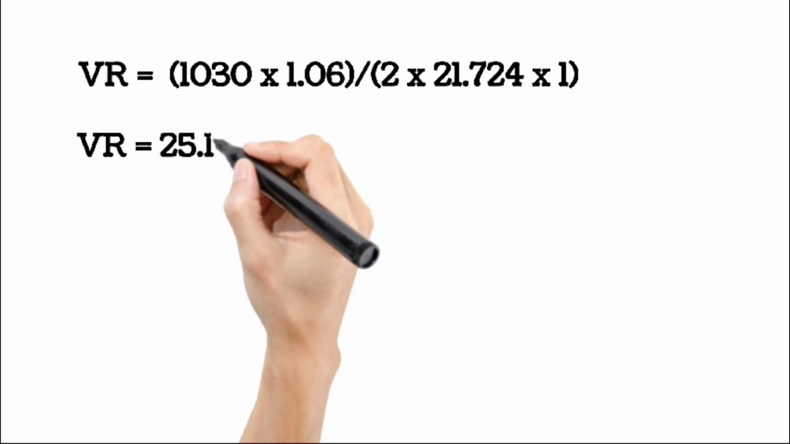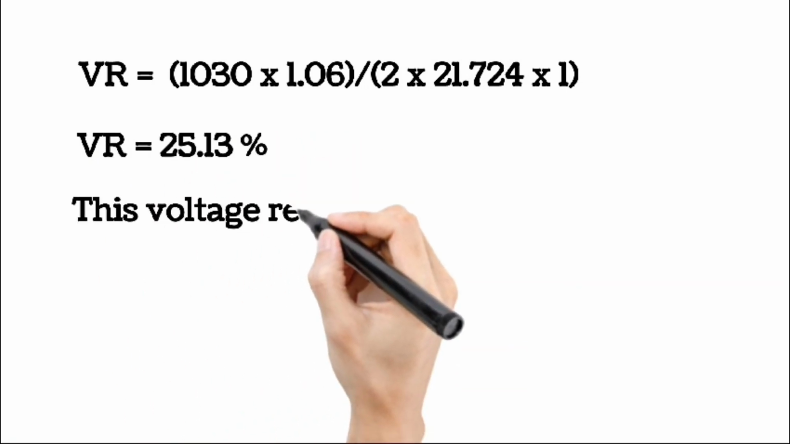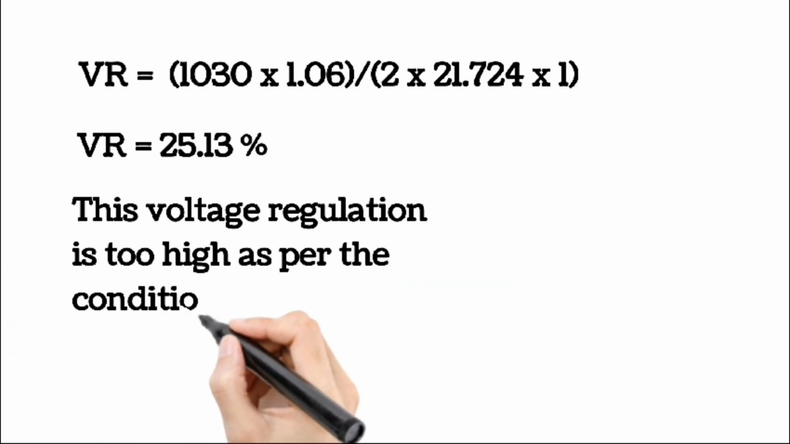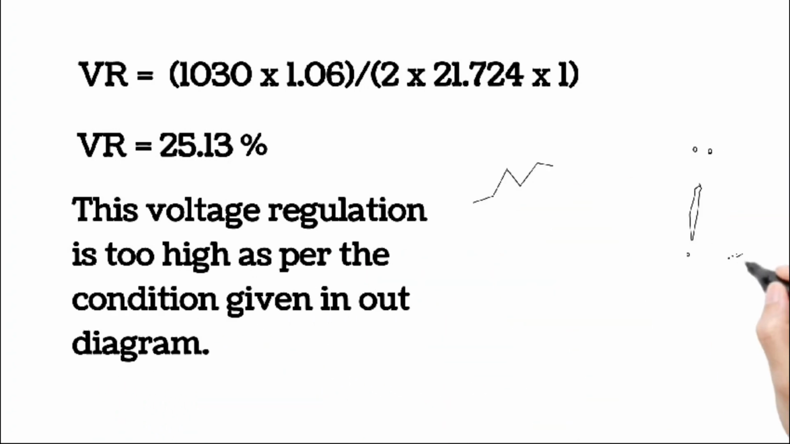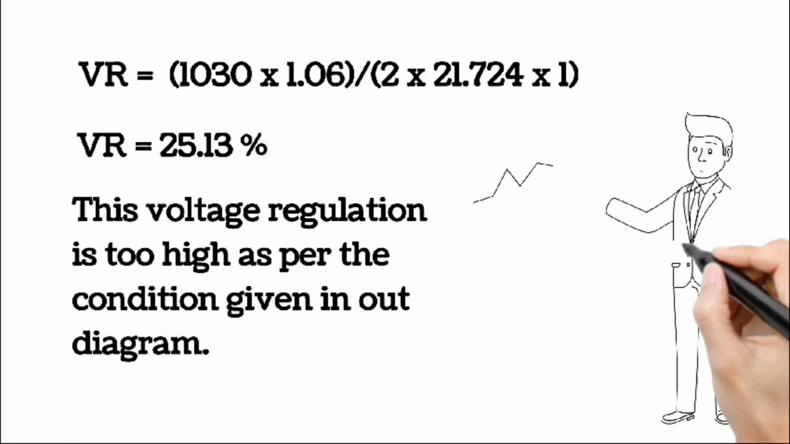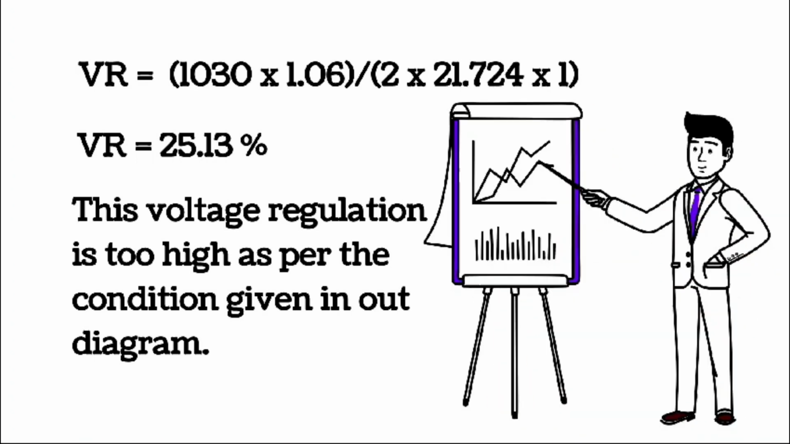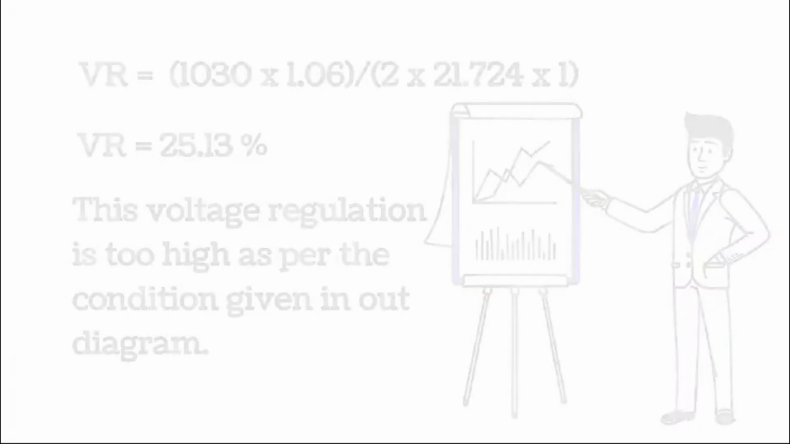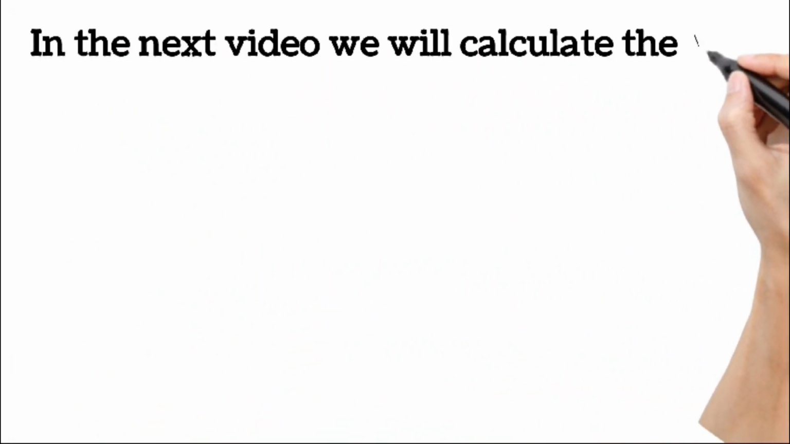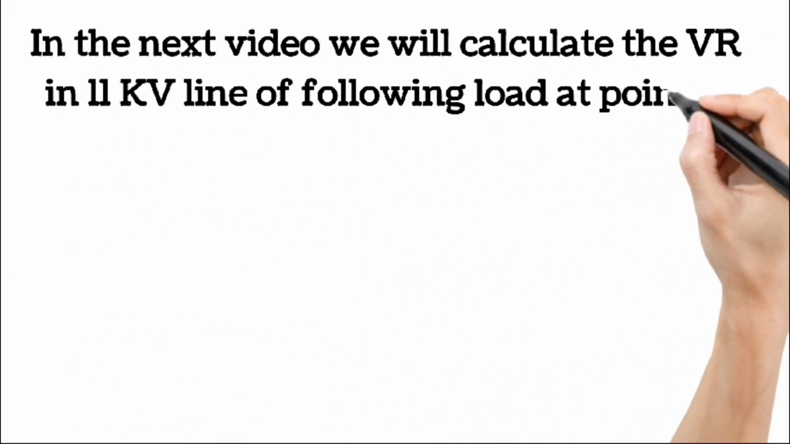This voltage regulation is too high for a system, and this indicates the management must take a corrective measure. In another video, I will explain the corrective measures if this condition is observed in a line or a system. Also, I will explain the calculation of voltage regulation in an 11 kV line at the tail end.